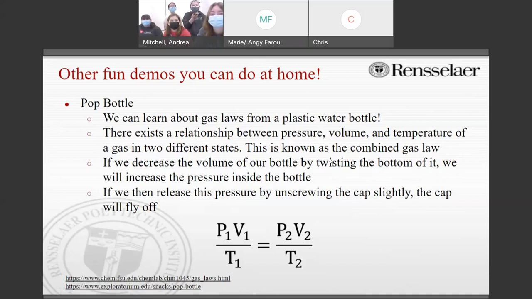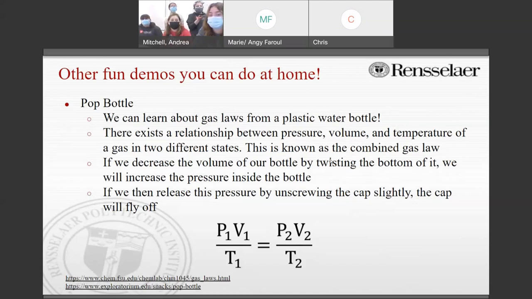There exists a relationship between pressure, volume, and temperature of a gas in two different states. The combined gas law, which the equation is shown on the bottom, relates the pressure, volume, and temperature of a gas in two different states. If you change the pressure and the volume, there can be a temperature change. You can always keep things constant, but overall, this relates three different variables.